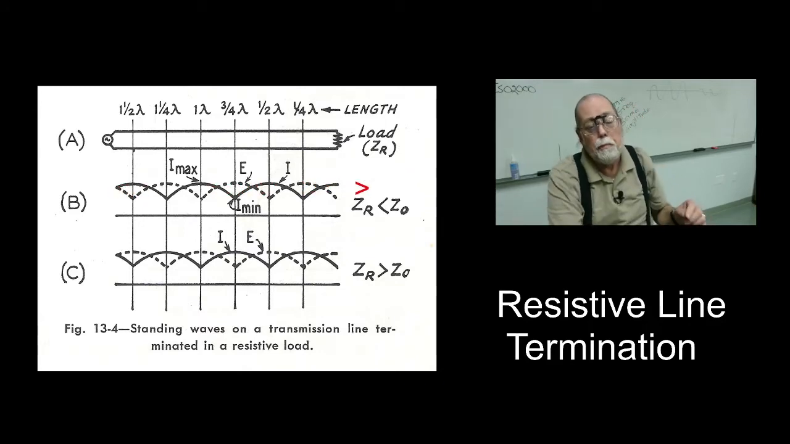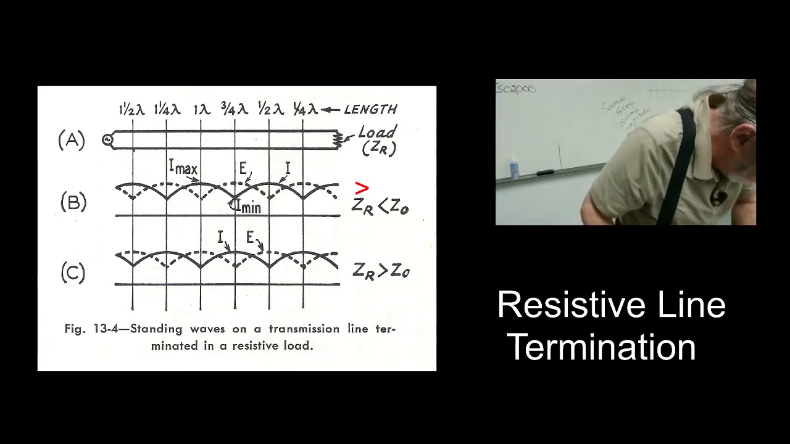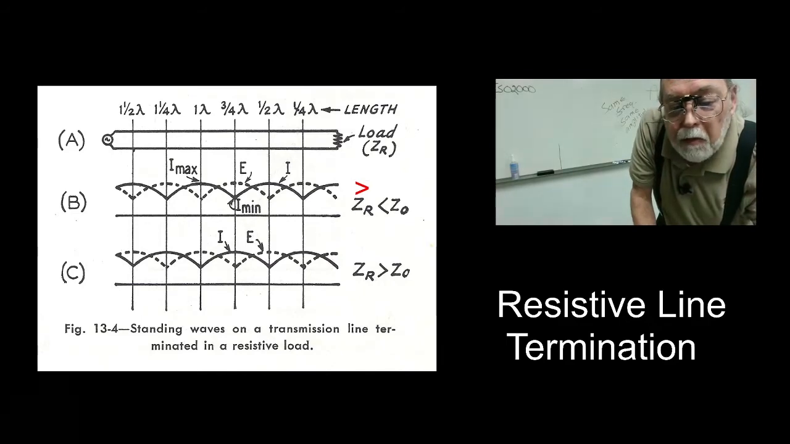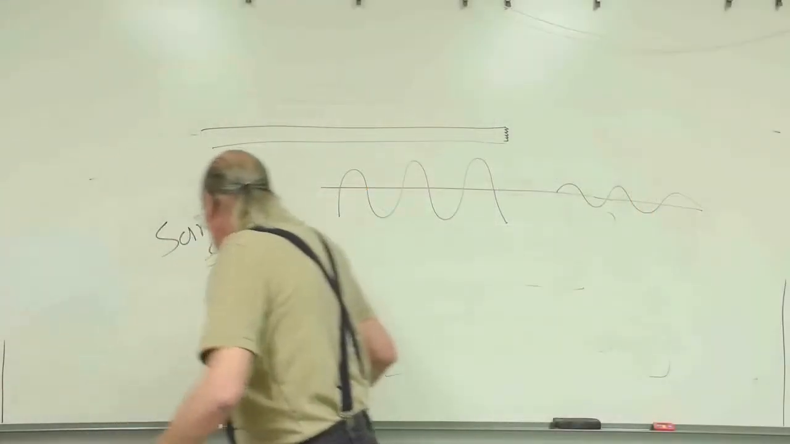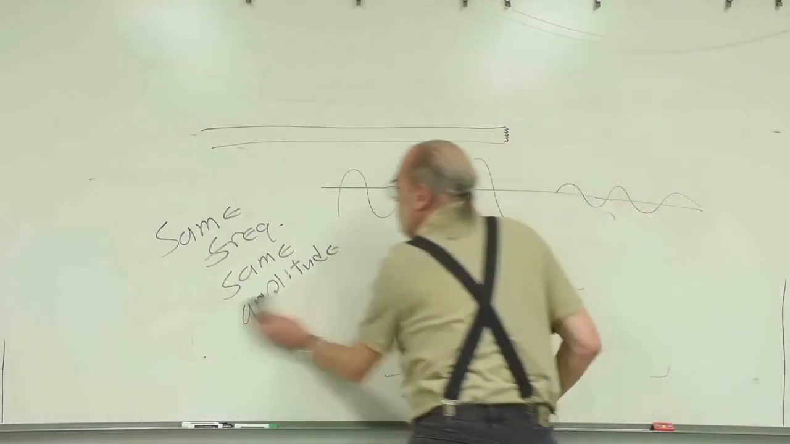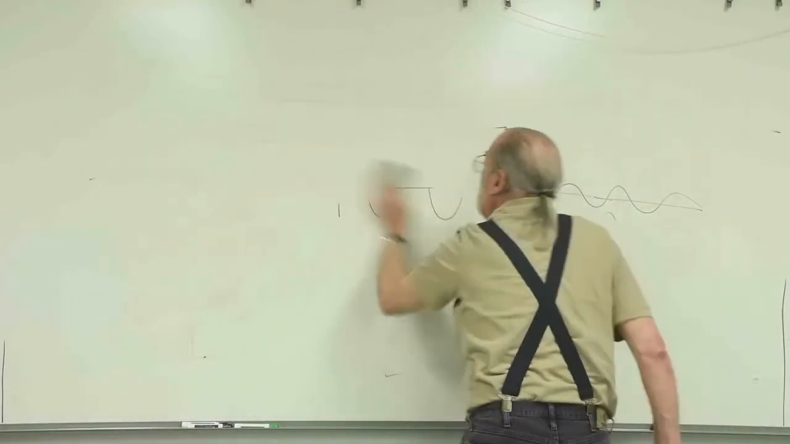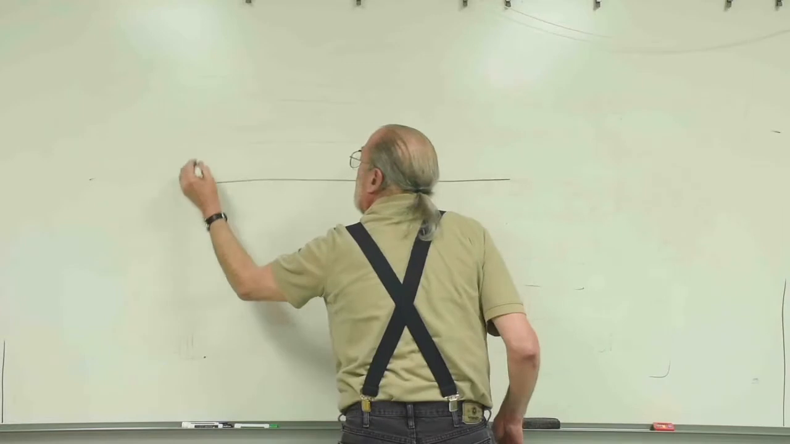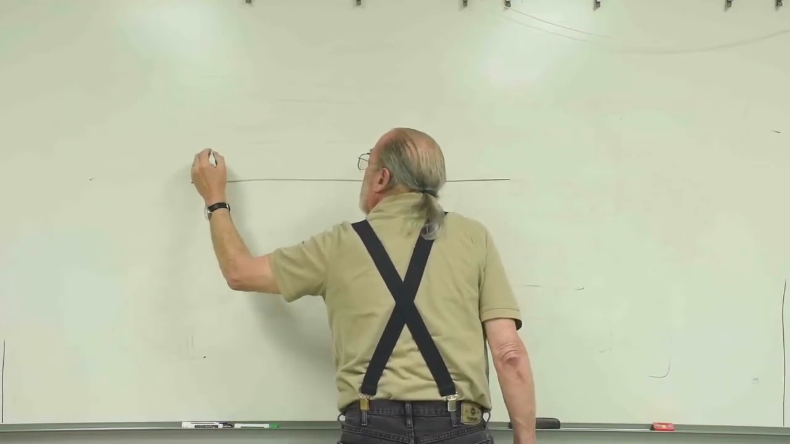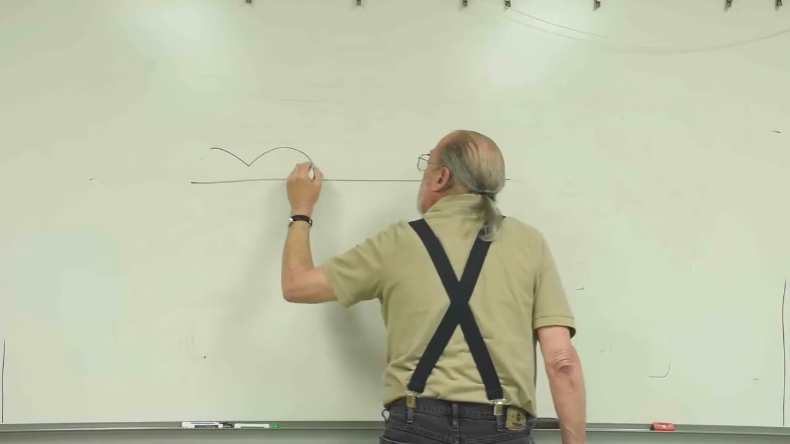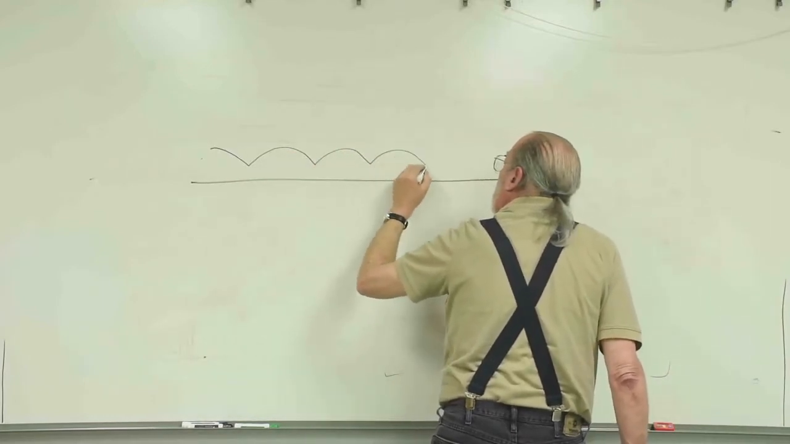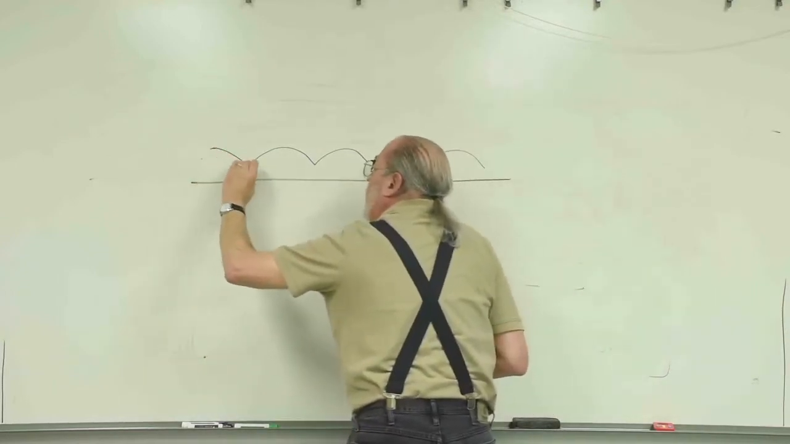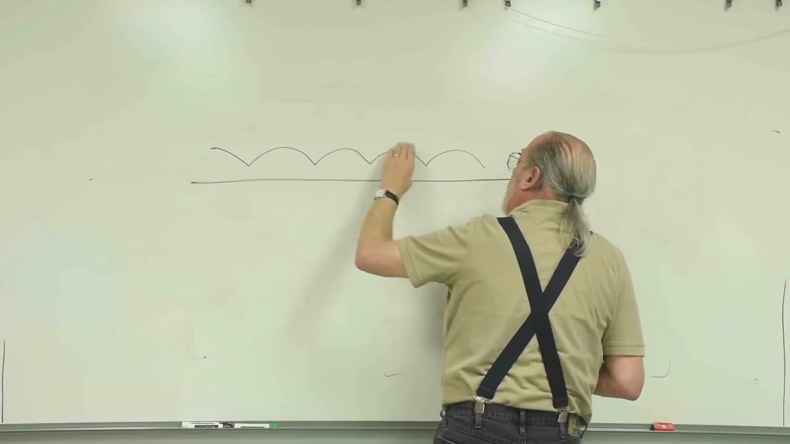One of the ways of specifying, or measuring, the amount of mismatch, this is how it was done in the old days. So if we draw the standing wave, but only the upper half of it, it looks something like this. All right. The voltage is high, low, high, low, high, low, high, low.